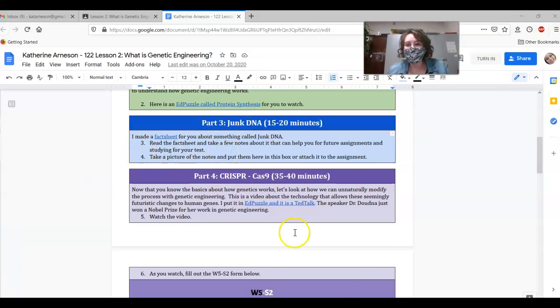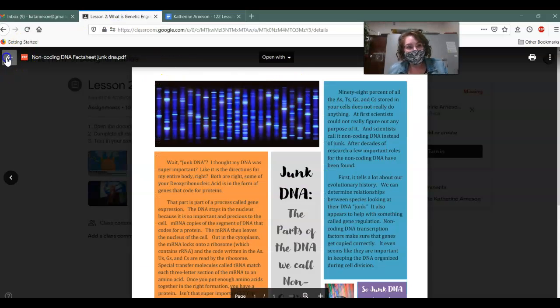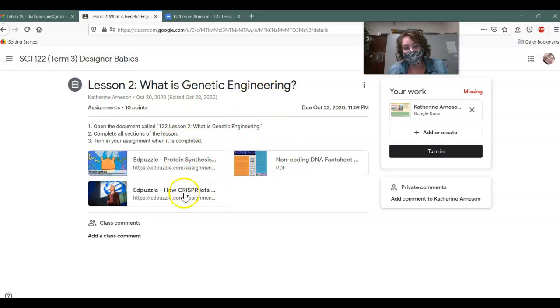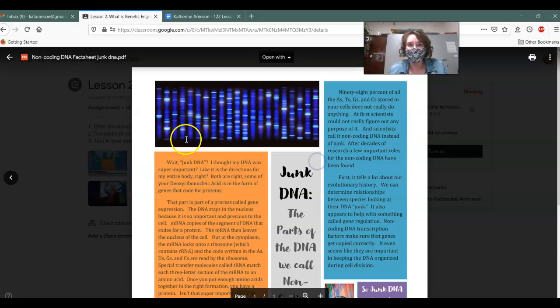Okay, guys, I fixed the link, but sometimes the link doesn't update on a document that you've already started editing. So there's another way to get to it just in case you need to. If you go to the lesson, all of the attachments for that lesson, it's this one that says non-coding DNA fact sheet. So that's where I'm going to click it.